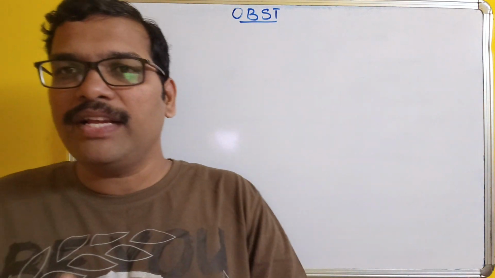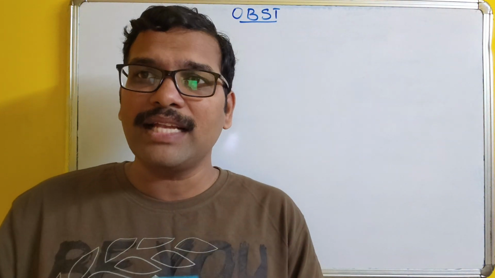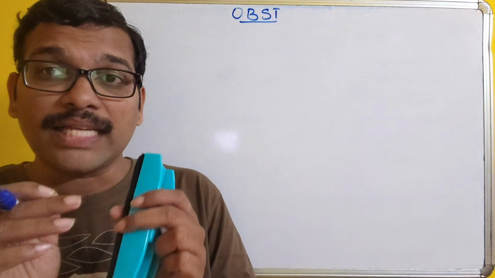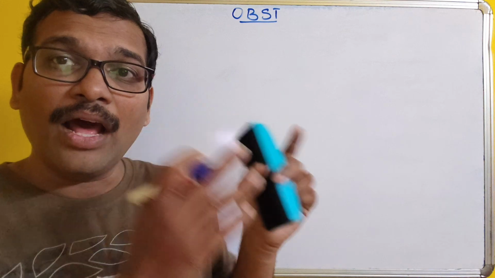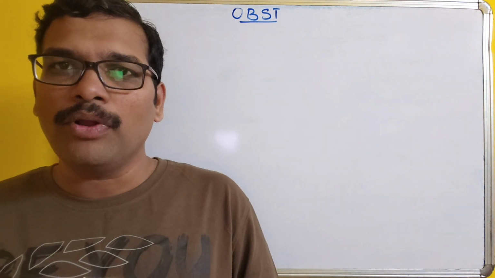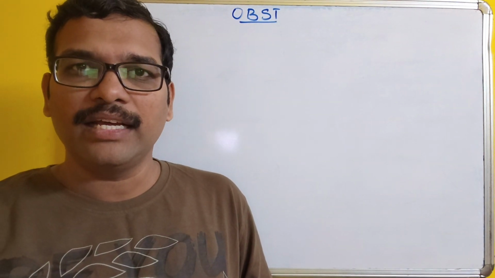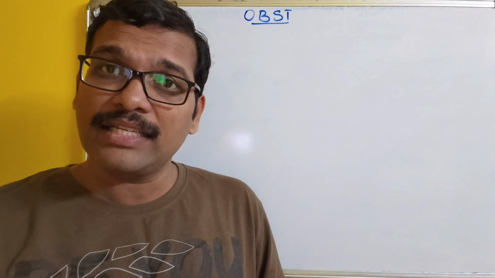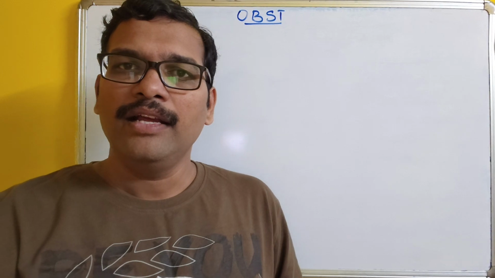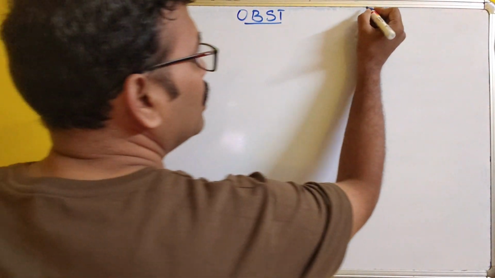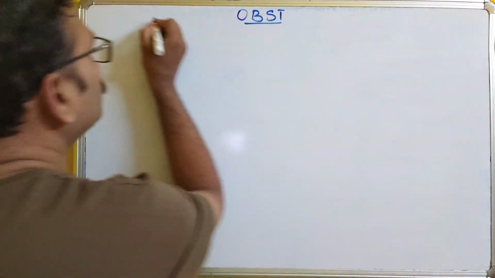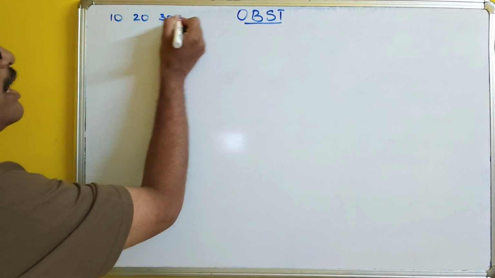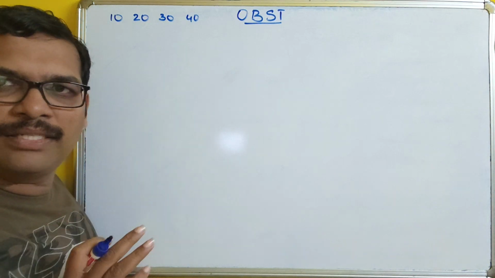In our previous class, we saw one example that takes the frequencies of successful searches. Today's session we'll see one more example which takes the frequencies of both successful and unsuccessful searches. So let us take an example. Let us take some elements: 10, 20, 30 and 40. I'm taking only 4 elements, right?